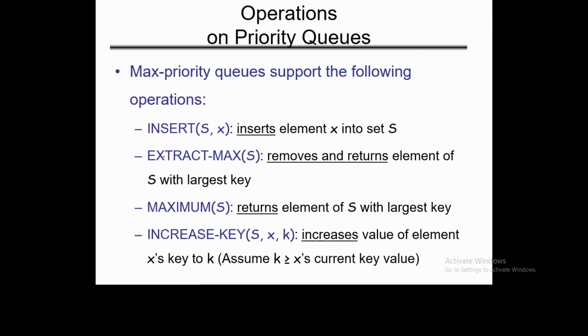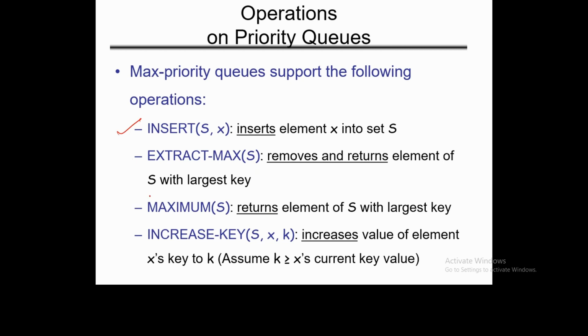These are some of the operations which can be implemented on the priority queue by using the heap. A max priority queue supports the following operations: insert, where we are just inserting an element X into a particular set or the heap, and extract max. We basically have two methods which are almost similar, but with one difference: extract max and maximum. Both will return the maximum element or the largest key from a particular set, but extract max also removes that from there. But maximum will only return the largest key.